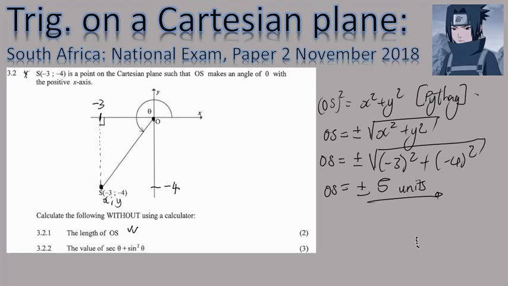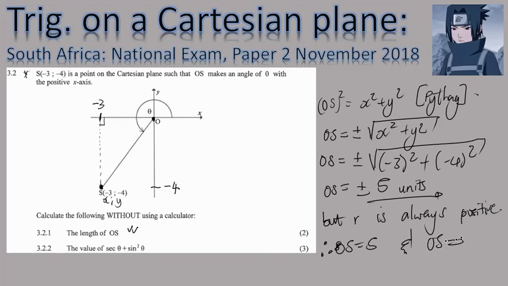Now, is this value positive or negative? You're going to say, but R is always positive. Your distance is always positive, guys. So whenever you're calculating distance, the distance is always positive, and the hypotenuse is always positive. You're going to say, therefore, your OS is equal to +5, and your OS is not equal to -5. Right? We are done with OS there. We're good. So we just found OS to be equal to +5.